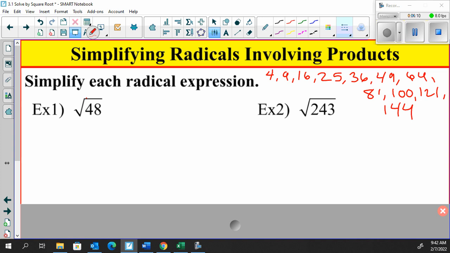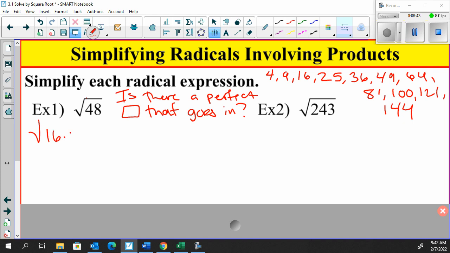16 times 3? 4 goes into 48 too, though, right? Take the biggest one that you can. So I'm asking myself, is there a perfect square that goes into these numbers? And if there is, you want to take the bigger one. So B said 16 times 3. That's great. I can rewrite 48 as 16 times 3.